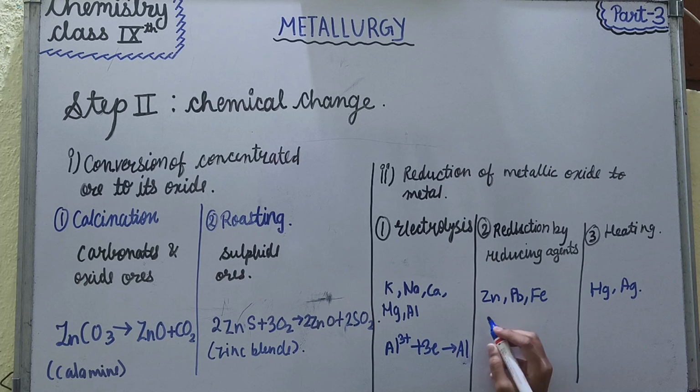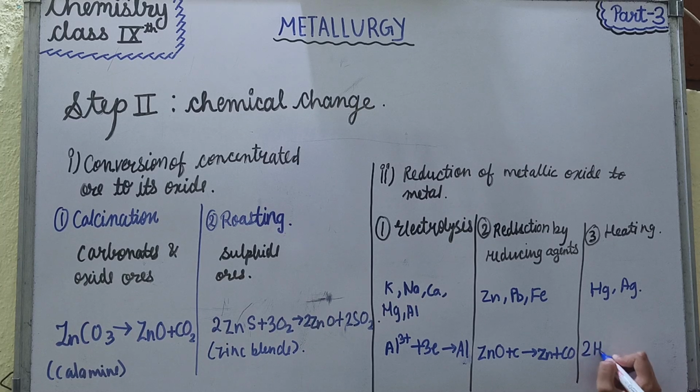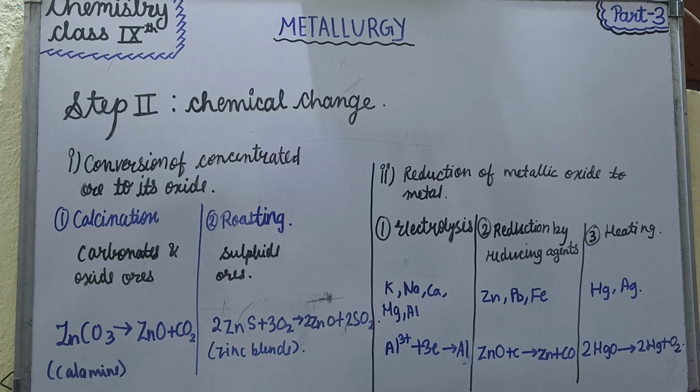Reaction of chemical reduction is ZnO plus C on heat gives Zn plus CO. Reaction of heating is 2HgO on heating at 300 degrees Celsius gives 2Hg plus O2. I hope you have understood till this. Let us see step 3.